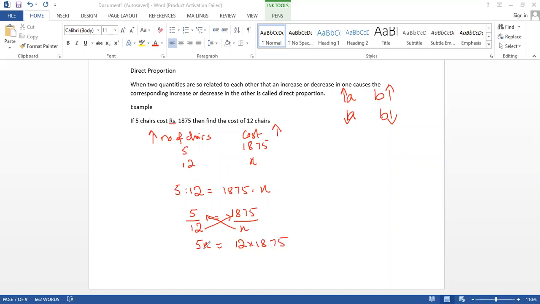Now you can see this 5 is multiplying over here, so when it shifts to the other side, it is going to divide. So 12 times 1875 divided by 5. And if you solve this, you will get an answer of 4,500. So for 12 chairs, the cost is going to be 4,500.